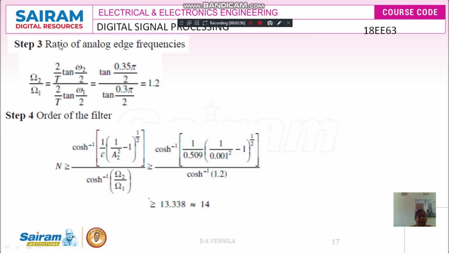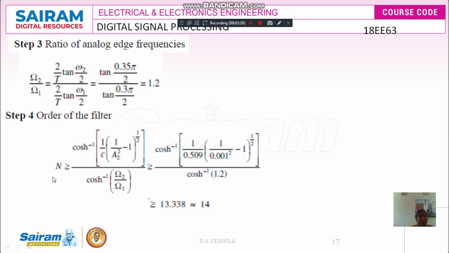Now you need to calculate the analog edge frequencies. The analog edge frequency is omega 2 divided by omega 1. This analog edge frequency omega 2 will be equal to 2 by T tan of omega 2 divided by 2, and 2 by T tan of omega 1 divided by 2. If you substitute, you will get the value 1.2. If you are keeping the calculator in radian mode, you can write the pi as such. If you are keeping it in degree mode, instead of pi you should put 180. If you calculate, you will get 1.2.